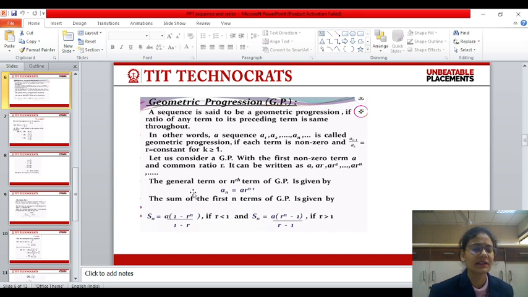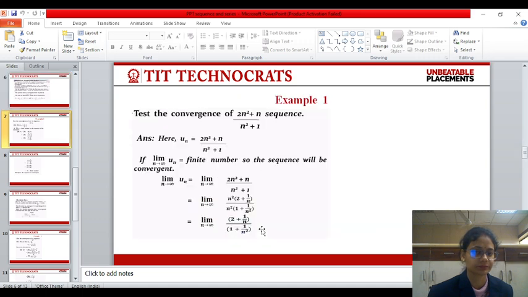Further, we have done that the general form is an = a r^(n-1). And this formula you have already done in your previous classes, that the sum of those n terms is a(1 - r^n)/(1 - r) if r is less than 1, and this will change if r is greater than 1. So this is what you have already studied in your previous class, geometric progressions. So this is a sum of a sequence, right? This is different. Now let us solve this example.